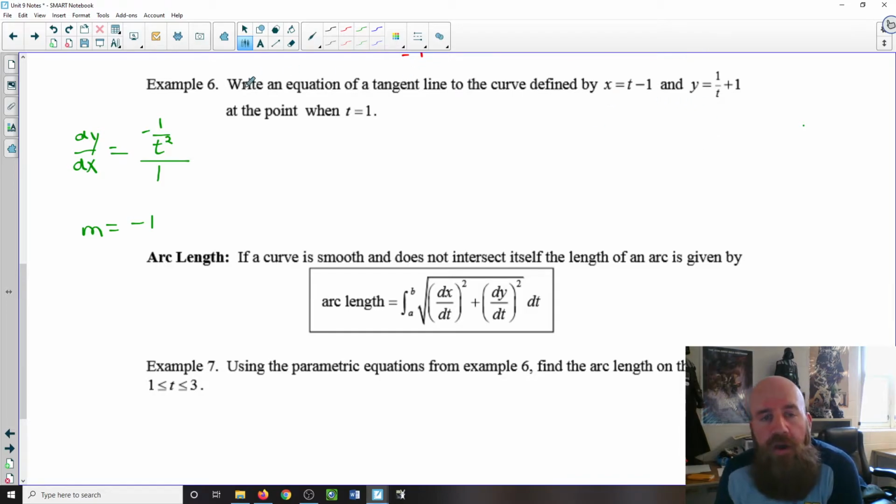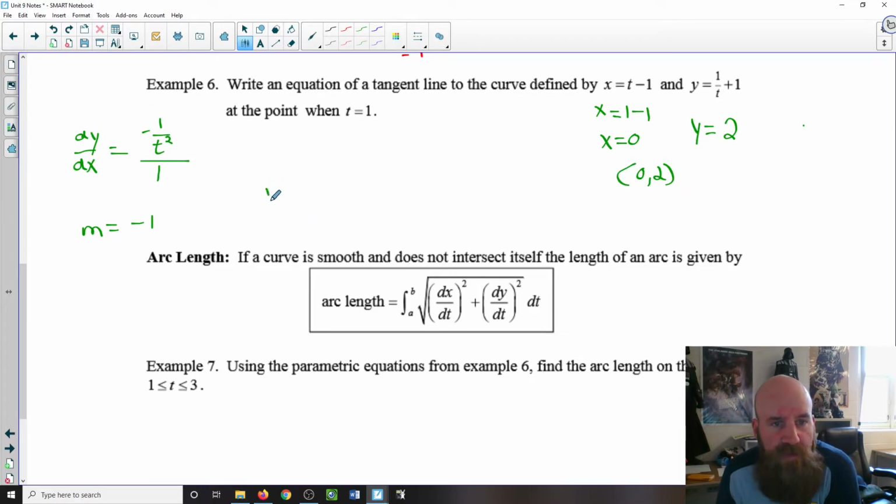And now we find a point by taking our time and plugging it into both equations, find an x and a y. So if we plug in 1 for x, we get 0. And then if we go ahead and plug in 1 here, we end up with 2. So our coordinate is 0, 2. That's our point and a slope.